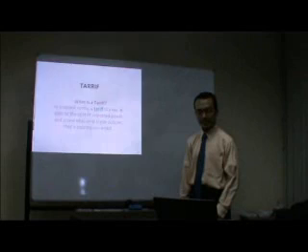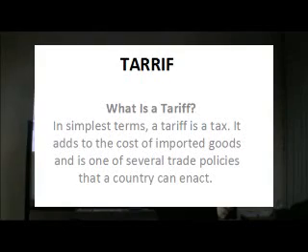What is a tariff? A tariff, in simple terms, is a tax. It adds to the cost of imported goods and is one of several trade policies that a country can enact.